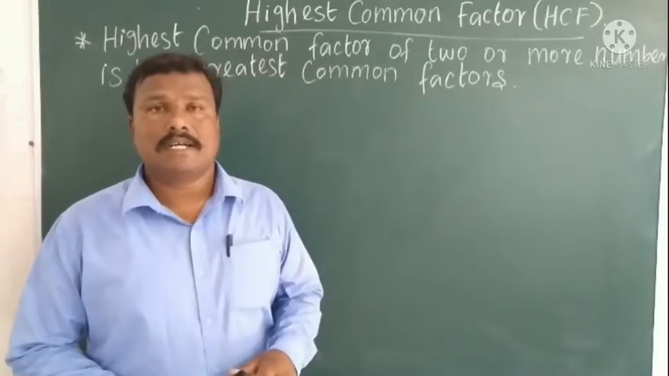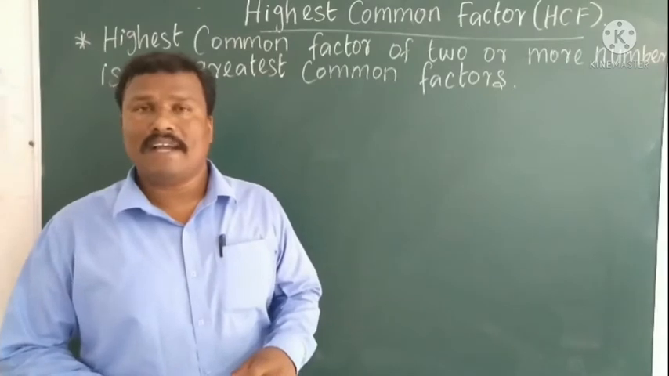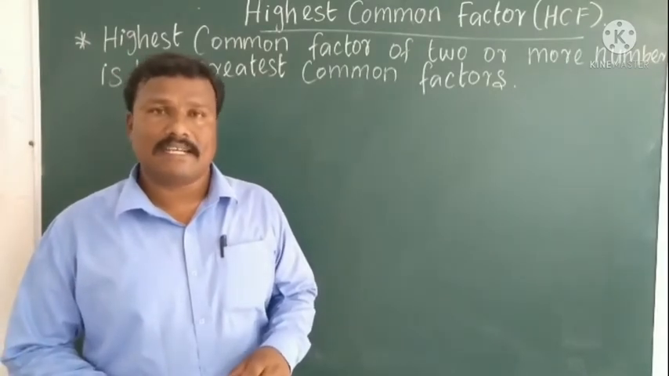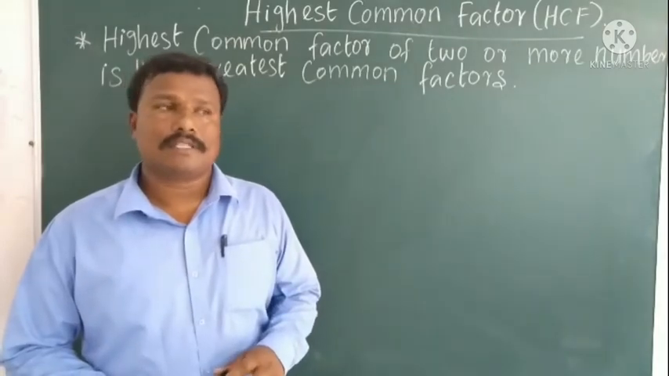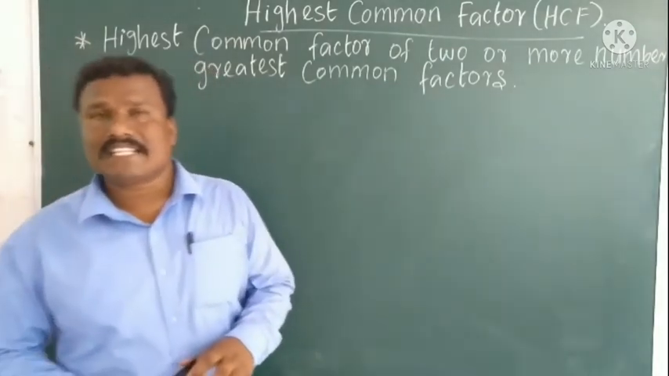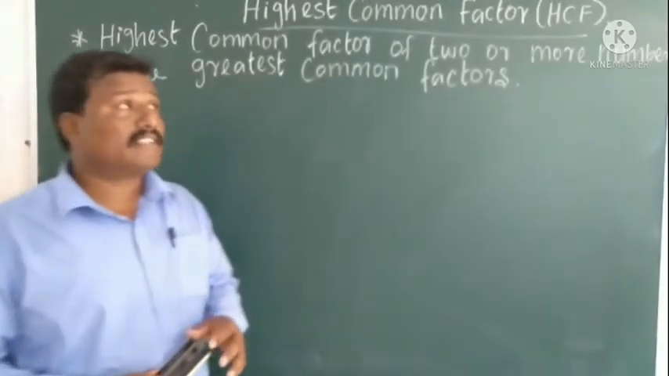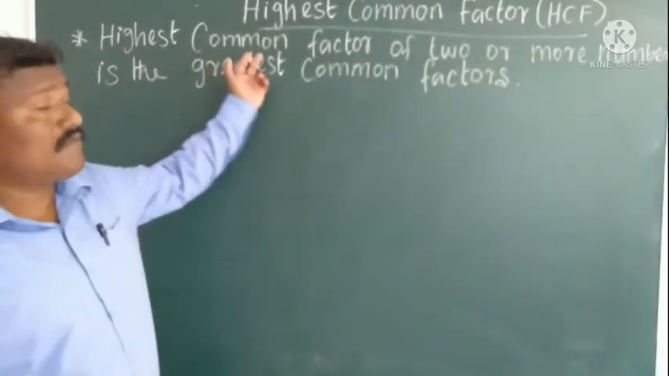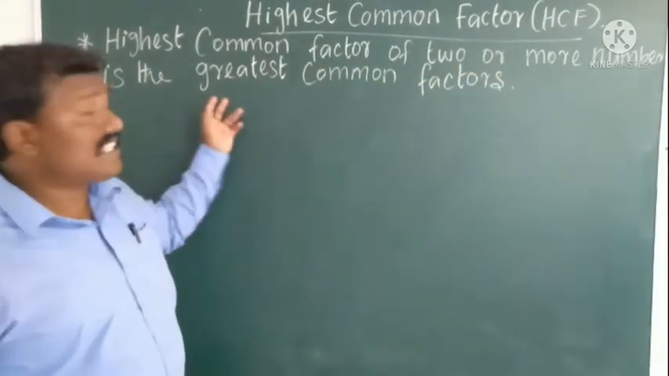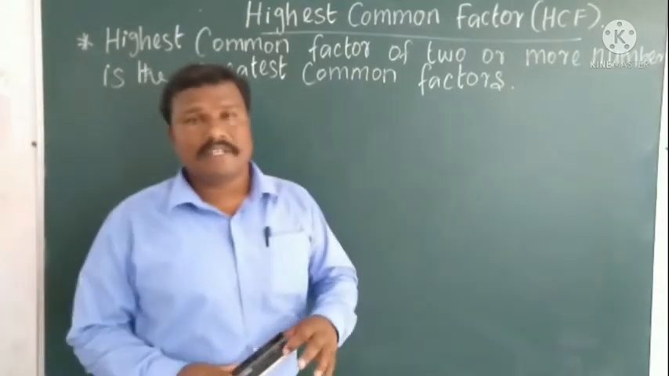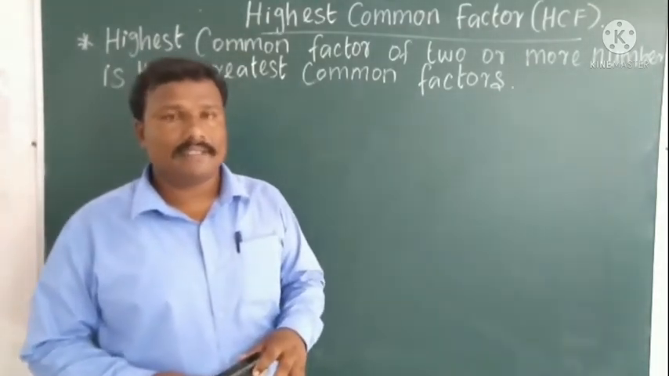Welcome students. Today in this video we are going to discuss how to find a highest common factor. HCF is the short form of highest common factor. So what is the highest common factor? The highest common factor of two or more numbers is the greatest common factor. We know how to find the common factor.